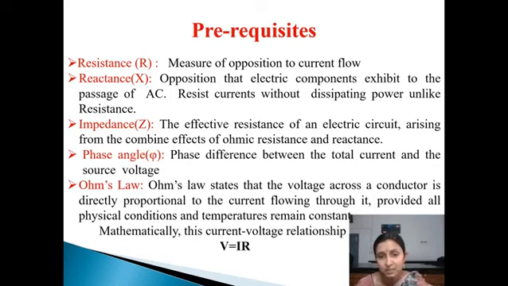Ohm's law. Ohm's law states that the voltage across a conductor is directly proportional to the current flowing through it, provided all physical conditions, that is temperature, remain constant. Mathematically, we already know that V is equal to IR, where V is the voltage, I is the current, and R is the resistance. This is the relation between current and voltage. These are the prerequisites we have to know before going to our topic.